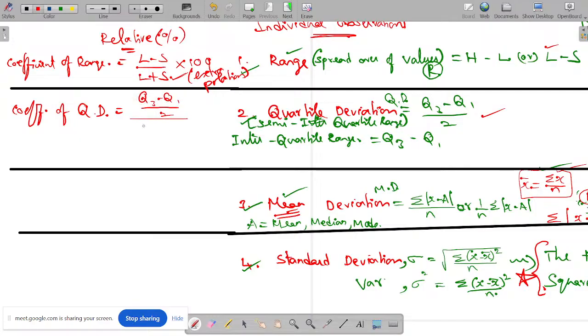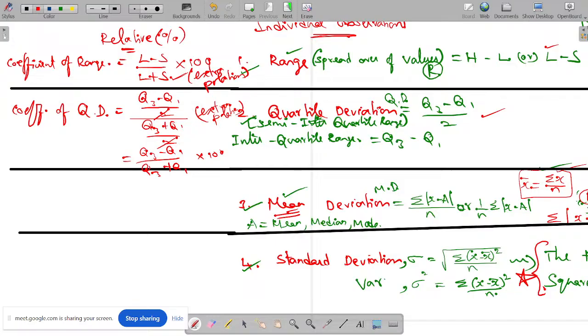In the denominator, Q3 plus Q1 divided by 2. This 2 and this 2 can be cancelled. So directly I can write it as Q3 minus Q1 divided by Q3 plus Q1 into 100. This is the coefficient of quartile deviation. This also follows the extrapolation formula, but only for the first two.